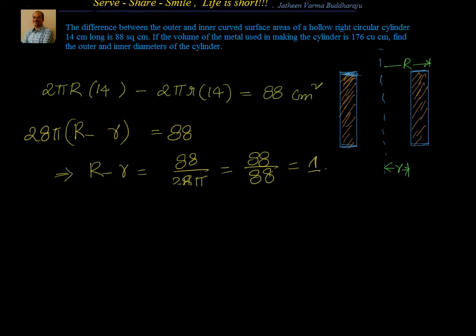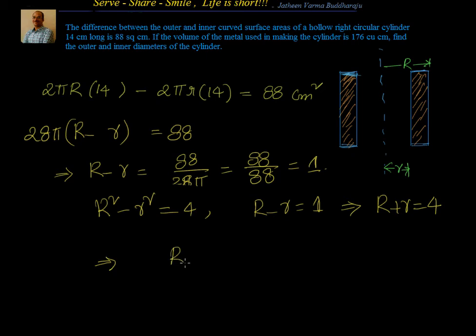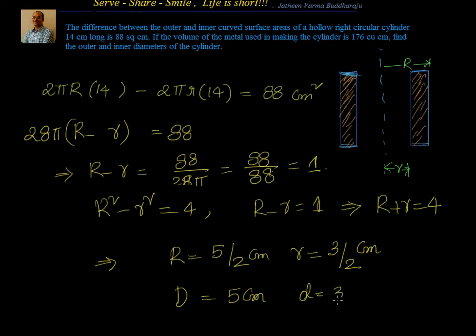We have capital R square minus r square is 4. We also know R minus r equal to 1. If you divide one by the other, you will get R plus r equal to 4. So we have R minus r equal to 1, R plus r equal to 4. If you solve it, that will give me R equal to 5 by 2 and small r equal to 3 by 2 centimeters. We have been asked to find out the diameters. So capital D equal to 5 centimeter and small d equal to 3 centimeter. So that's how we can solve the problem.